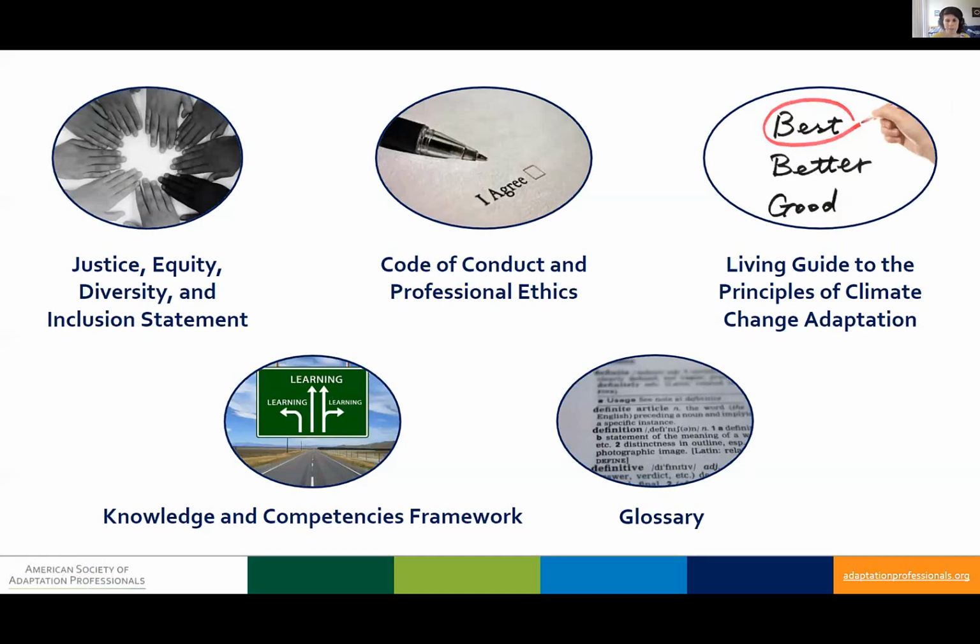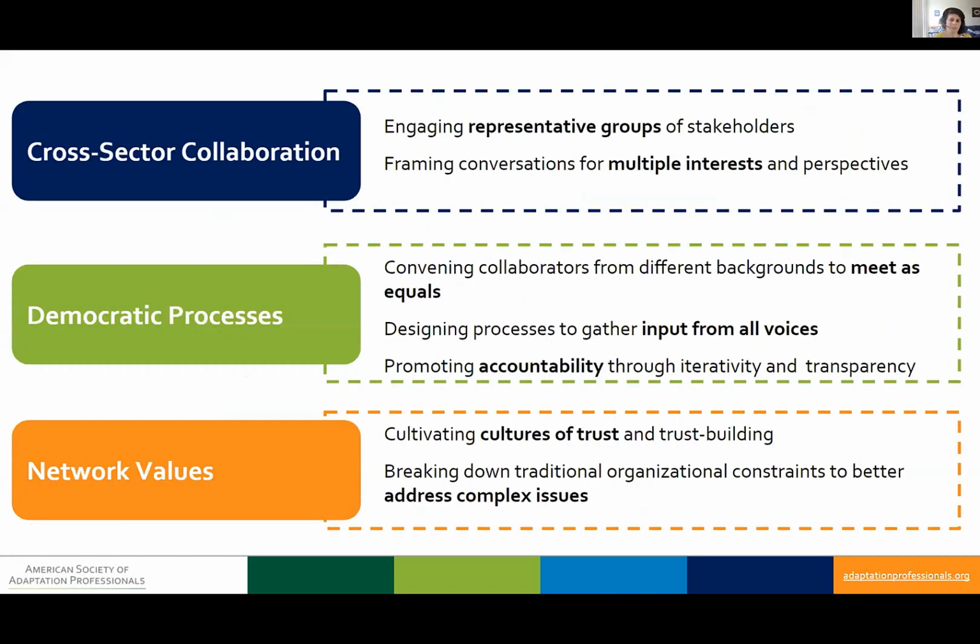ASAP's professional guidance resources are a suite of 5 resources that were created by and for ASAP members. They include our Justice, Equity, Diversity, and Inclusion Statement, our Code of Conduct and Professional Ethics, our Living Guide to the Principles of Climate Change Adaptation, our Knowledge and Competencies Framework for Climate Change Adaptation and Climate Resilience professionals, and a glossary that ties everything together. All of these resources, as I mentioned, were created by and for ASAP members.